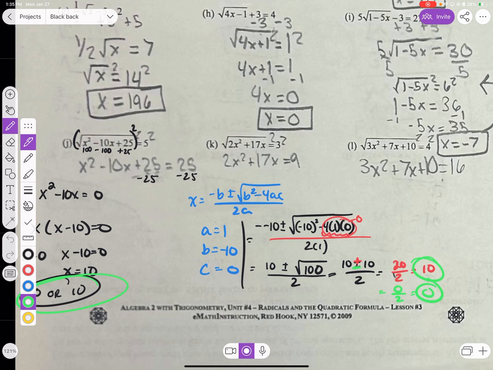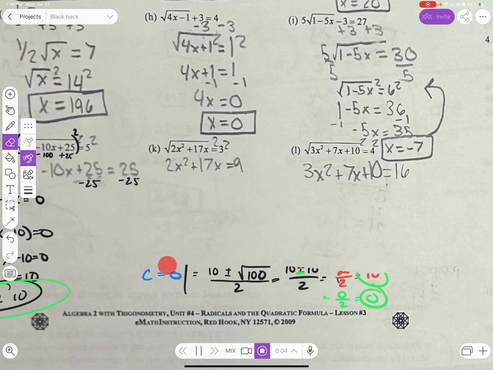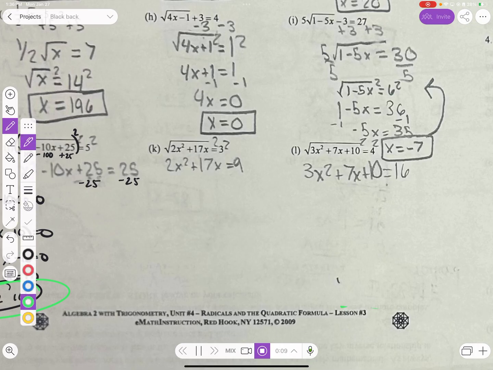But way easier, I think, just by factoring it. But we'll see. You know, we never know with quadratics which way is going to be easier. Although in general, if it factors, that is easier.